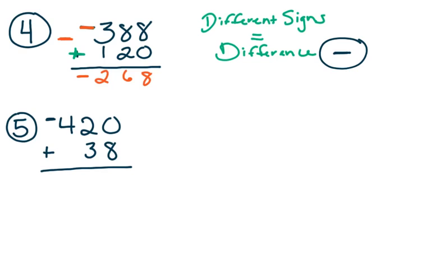Alright, so hopefully you have your answer by now. Now, notice they have different signs. This one's a negative and this one's a positive. So we're going to find the difference. We're going to subtract. We're going to pretend it's a subtraction problem since they're different.